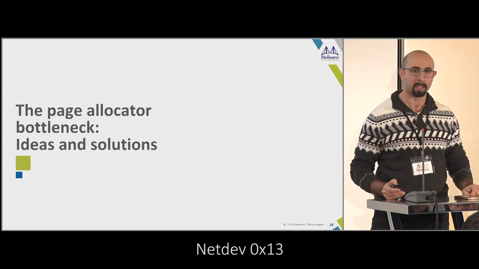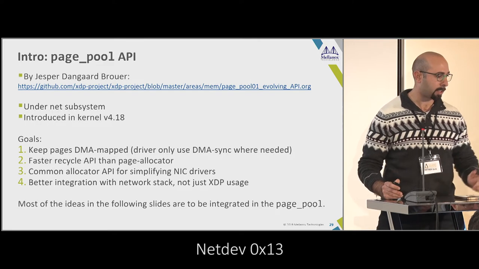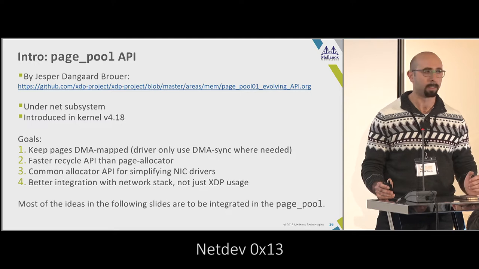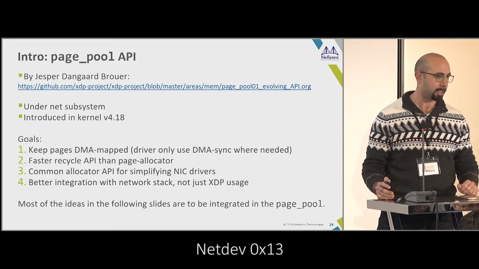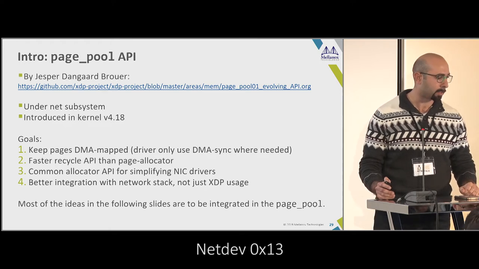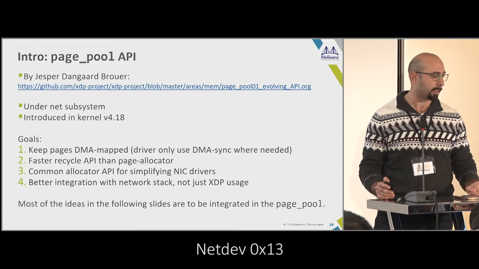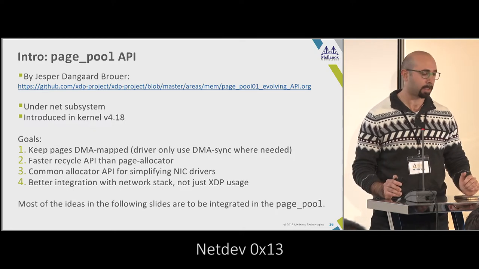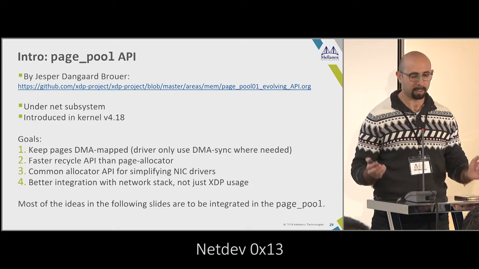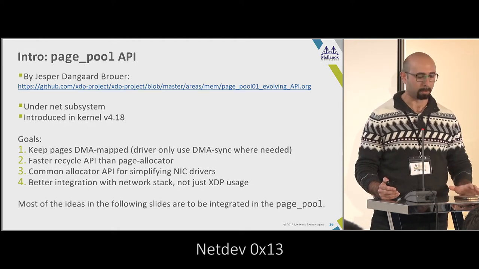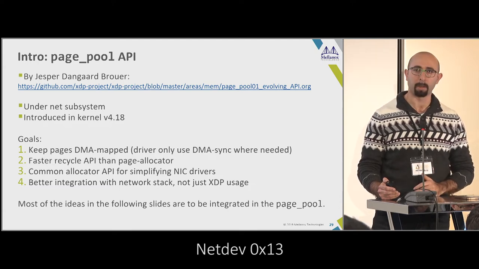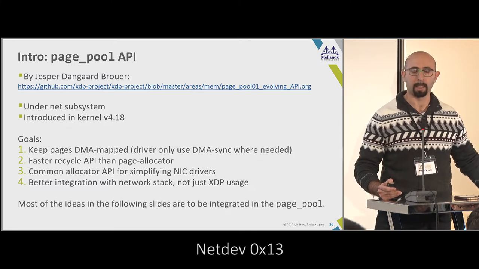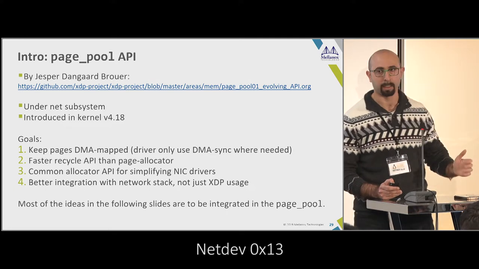Some solutions that were suggested. First of all, I want to introduce the page pool API by Jesper. Unfortunately, he had to leave yesterday. He's not attending today. It was merged. It's under the net subsystem. It was introduced in kernel 4.18, and it has several goals. But in general, the main goal is to deal with these kinds of problems of the page allocator. And many of the ideas that I will describe later are intended to be integrated into the page pool.